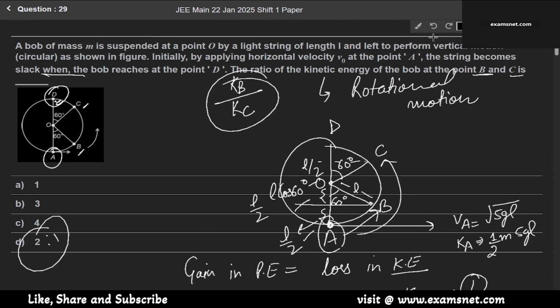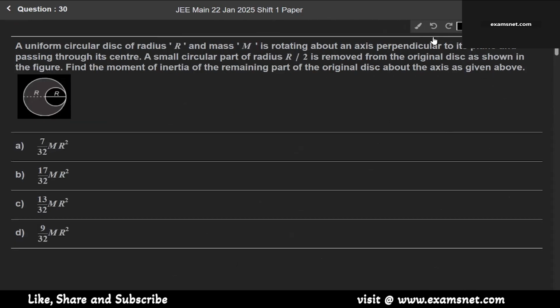Okay. Now, next question 30. A uniform circular disk of radius r and mass m is rotating about an axis perpendicular to its plane and passing through its center. A small circular part of radius r by 2 is removed from the original disk as shown in the figure. Find the moment of inertia of the remaining part of the original disk about the axis as given above. First of all, this question is from the chapter of moment of inertia.